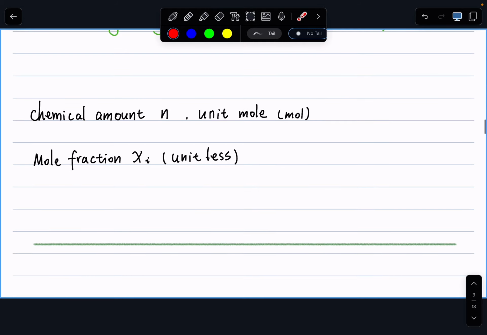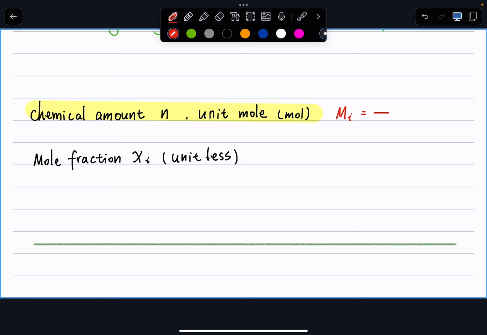Next up, we are more often going to use the chemical amount, which is the number of moles. This is what we will be using whenever you see the abbreviation N. Or more specifically, we can define the total mass, the big M, of a substance I, or the molecular mass of the species I, as the mass of that species I over the number of moles of that species I.